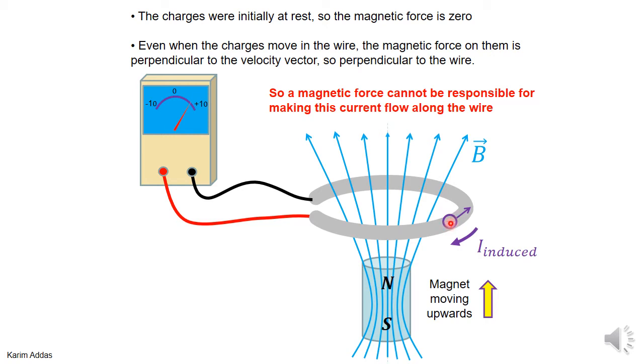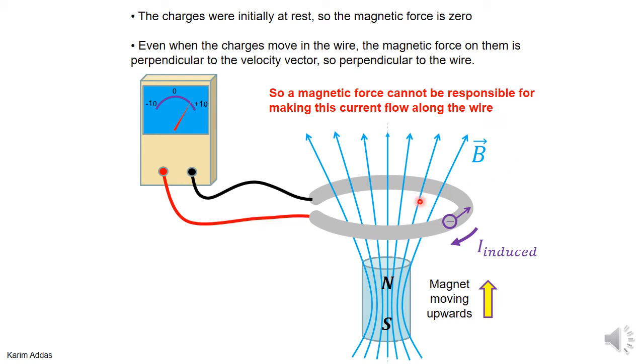Okay, let's say that the charges were moving in the wire and that there was some current. We can show that the magnetic force on those charges is always perpendicular to the velocity vector, which means that it's perpendicular to the wire. So actually the magnetic force, if it exists, is perpendicular to the direction of the wire. It's not along the wire. So it's not going to be a force that can make the charges flow in the wire. It has nothing to do with that. The magnetic force cannot make the charges move along the wire. So it's not the magnetic force that's responsible for making the current.